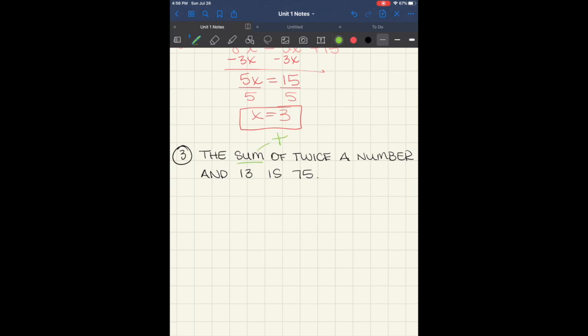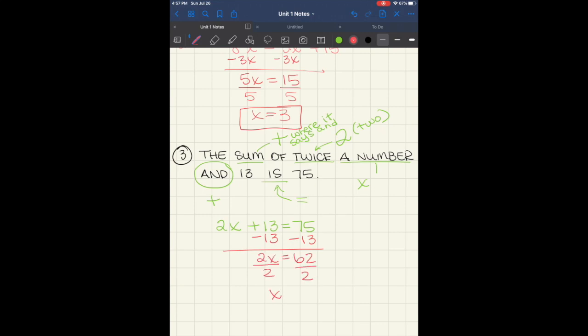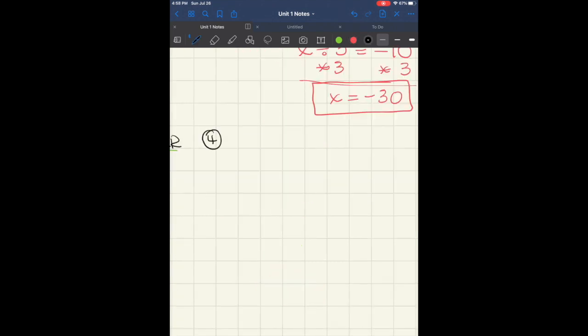Number 3, we've got the sum of twice a number and 13 is 75. So sum means that we're adding, and then twice a number means that we're going to multiply x by 2. We do a sum where it says and. So don't forget when it says something of, that's where you write that operation where it says and. Is always means equals. So we've got the sum of twice x and 13, so it's 2x plus 13 equals 75. Then we're just solving using SADMAP order, and we get x equals 31.